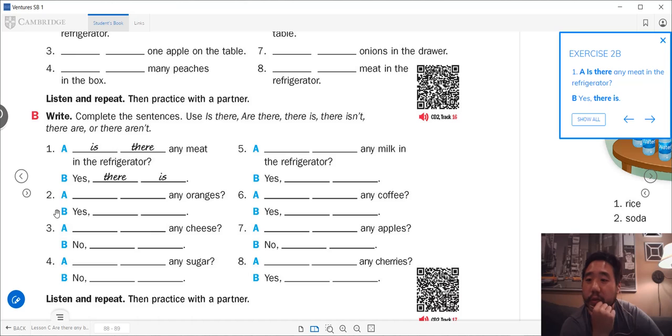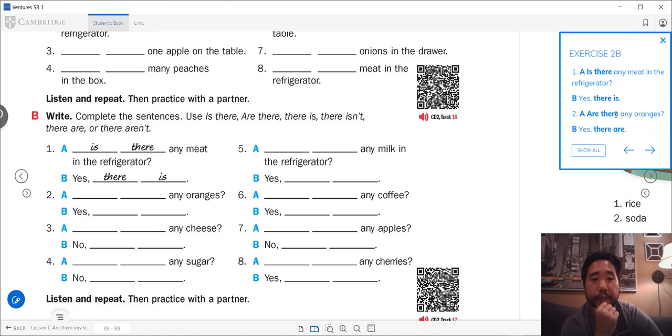So number 2, blank blank any oranges? Oranges is a plural count noun, and the answer starts with yes. So with plural count nouns, you have to say, are there any oranges? And then we have an answer yes, so we have to say yes, there are. So are there any oranges? And yes, there are. So here, same thing as my answer.